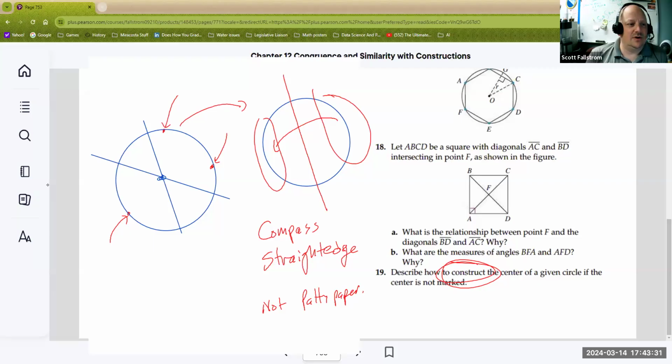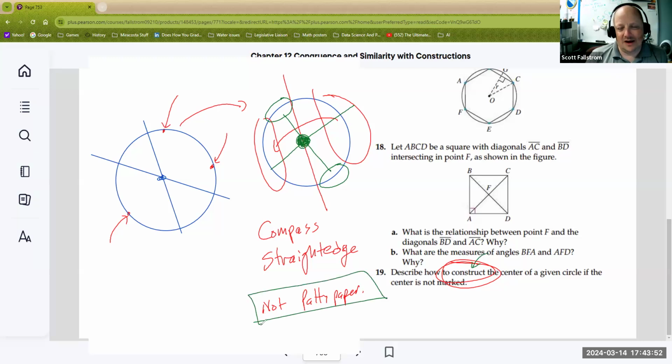Except now, let me change color. So now I'd find another part of the circle here, fold that over onto a part of the circle here, and make a crease. Where those creases met, if you were doing patty paper, would be the center of your circle. So when they say construct, they are not talking about patty paper. I'll be very clear as well: if I say construct, I mean compass and straight edge. This is what we mean when we say construct.